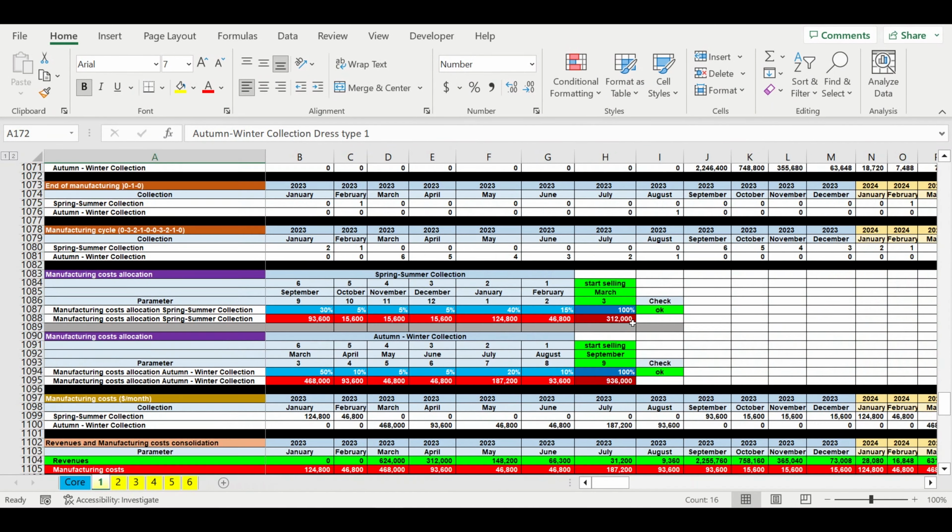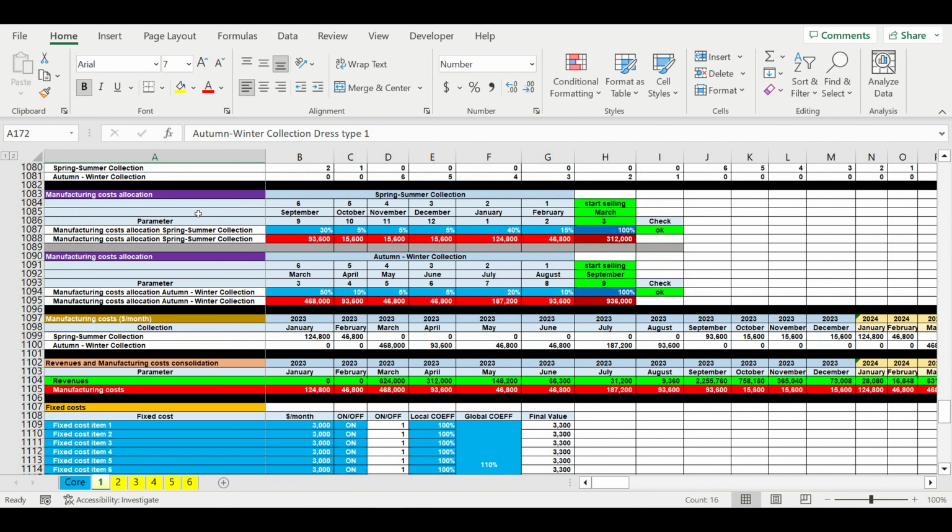Then for each collection, we start selling the spring summer collection in March, for example, and before March we have a 6 month period where we allocate the manufacturing costs. We allocate the percentages of manufacturing, the 100% of manufacturing costs, inside the 6 month period before this collection gets inside the store. This is the story for the spring summer collection, and this is the story for the autumn winter collection.